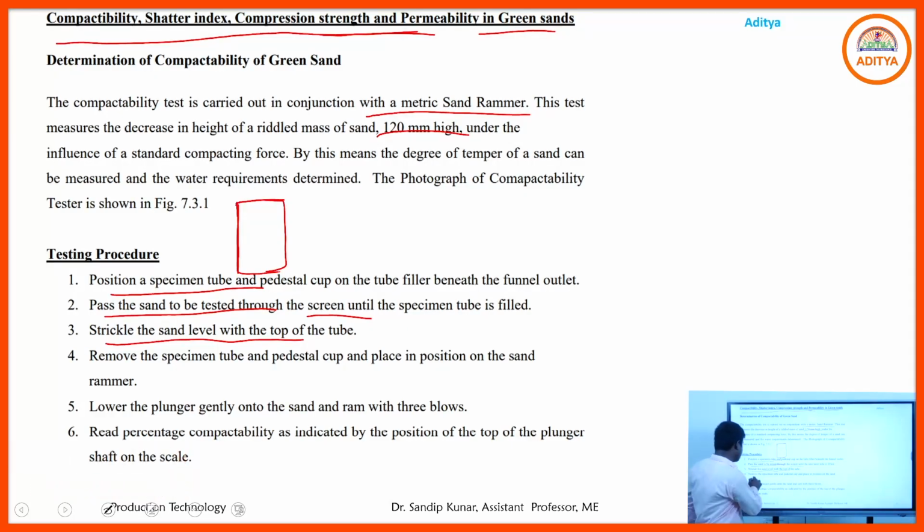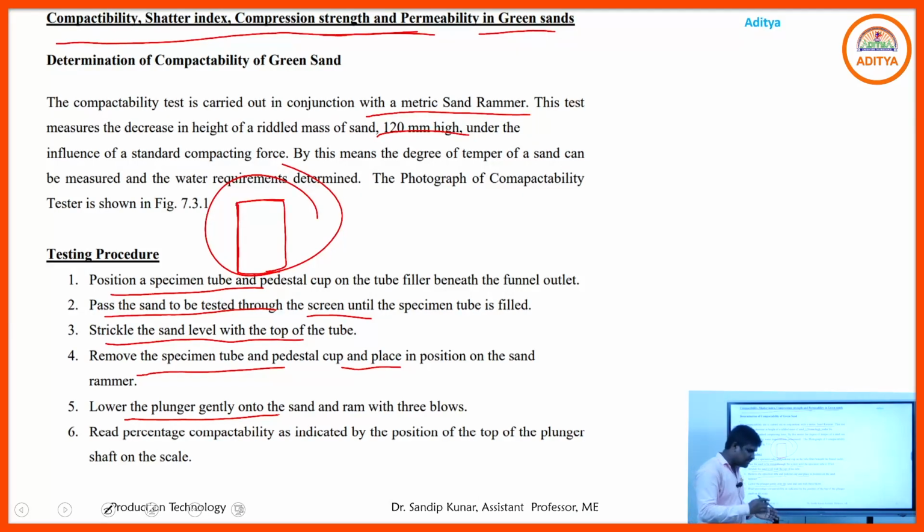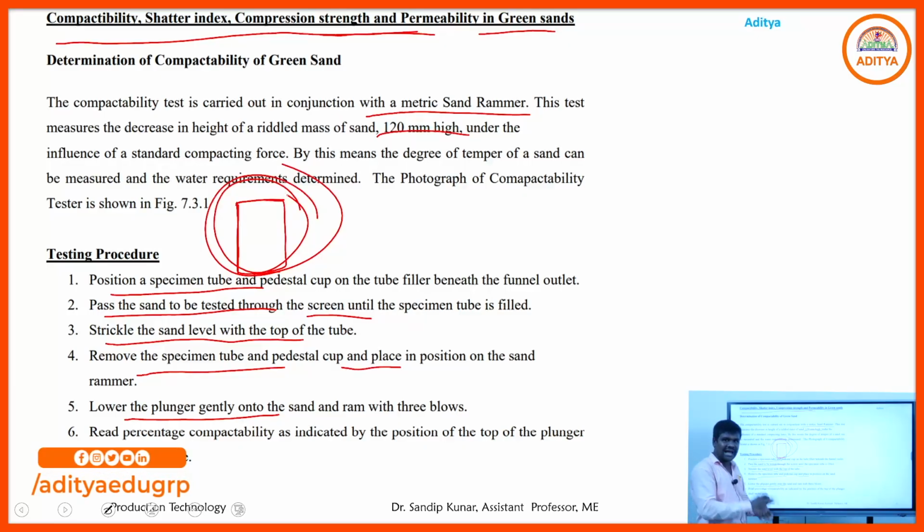Then remove the specimen tube and pedestal cup and place it in position on the sand rammer. After filling that part, we remove the specimen tube and pedestal cup and position it on the sand rammer. Then lower the plunger gently onto the sand and ram with 3 blows. After filling, we apply some pressure to that sand rammer, and then it properly rams that cylindrical specimen.